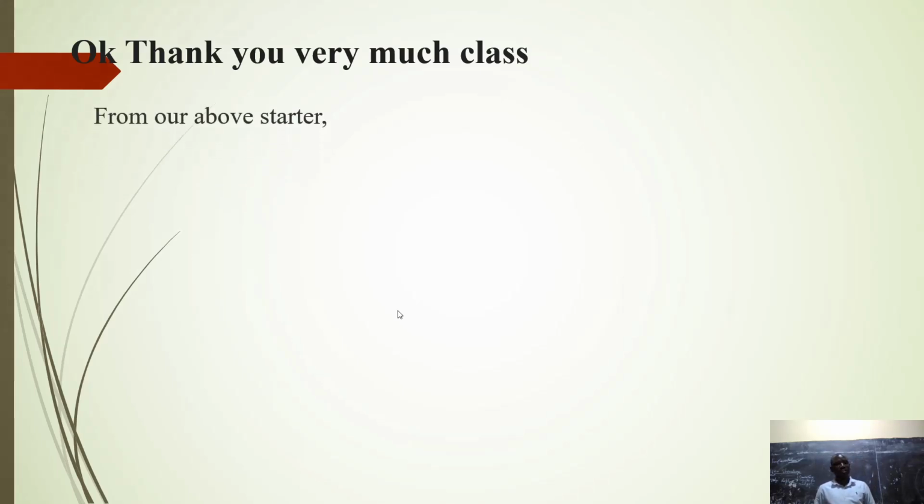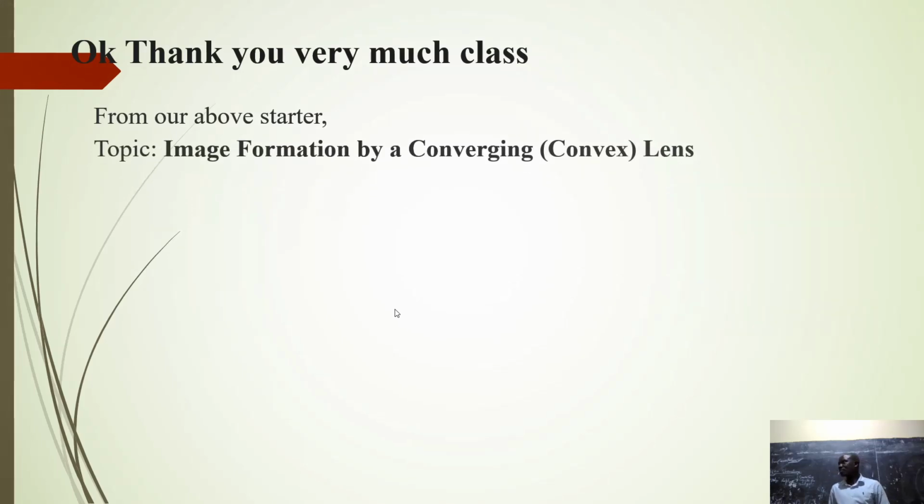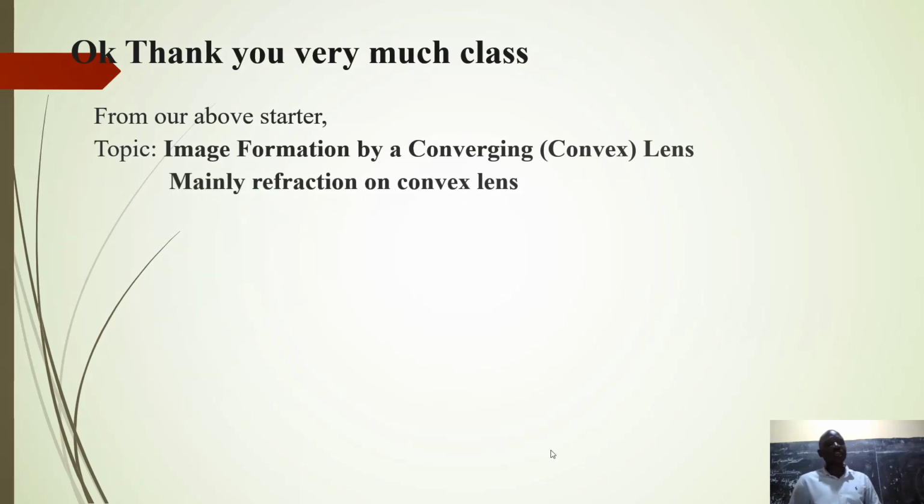That is leading us to our next lesson. Our next topic today: we are still under the theme of light, and since light is a wide theme, today specifically we are going to look at the topic of image formation by a converging or convex lens. Like last time, when we were looking at the types of lenses, here mainly we shall look at a convex lens today.